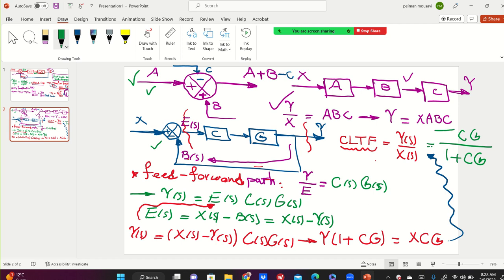You just have to know this, not the process. You only have to know this, because in MATLAB and Simulink you're going to see this 100 times, and in the theoretical things that I'm going to teach. So the closed loop transfer function is CG, controller multiplied by plant, divided by 1 plus CG.